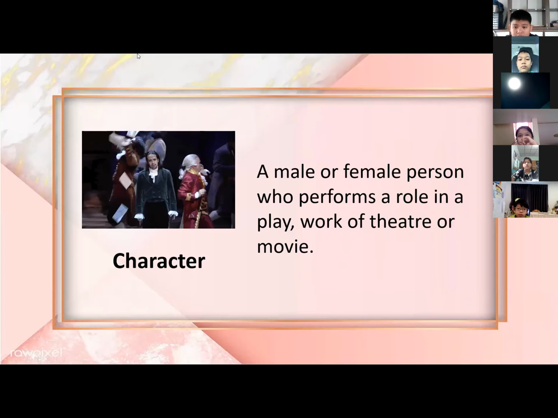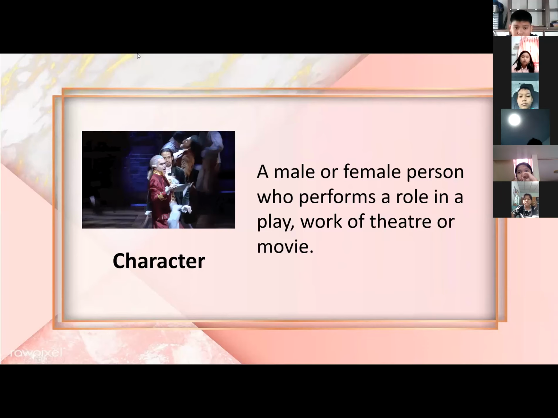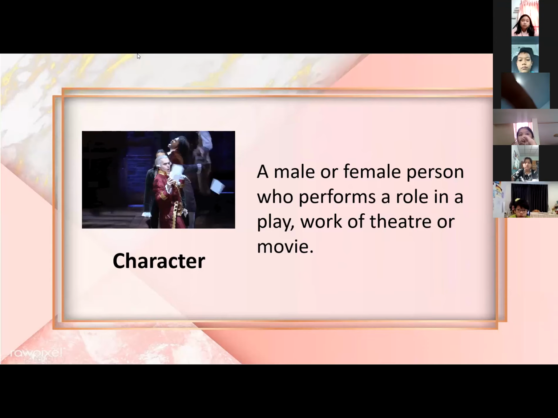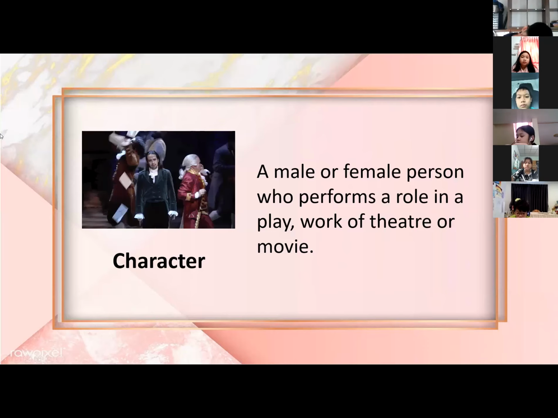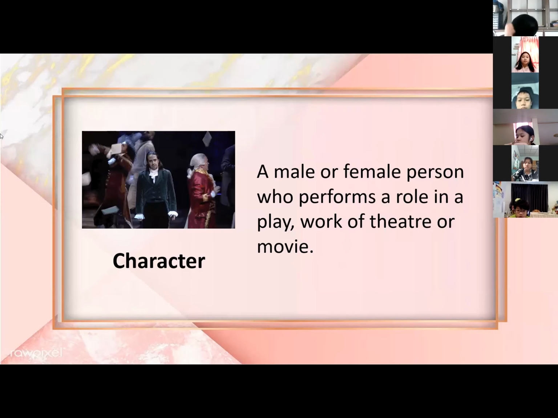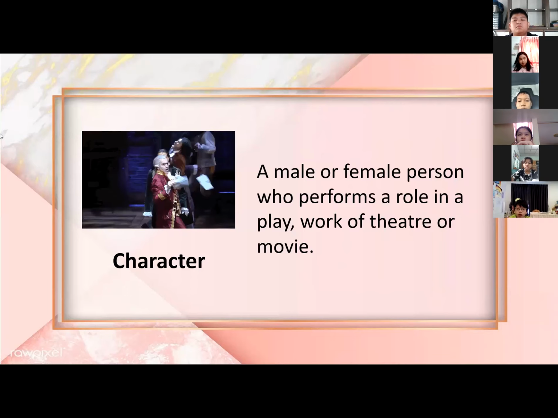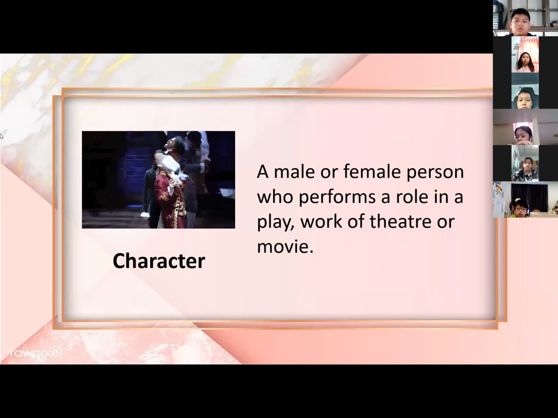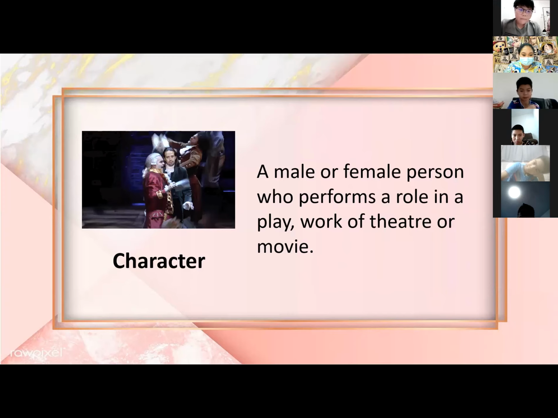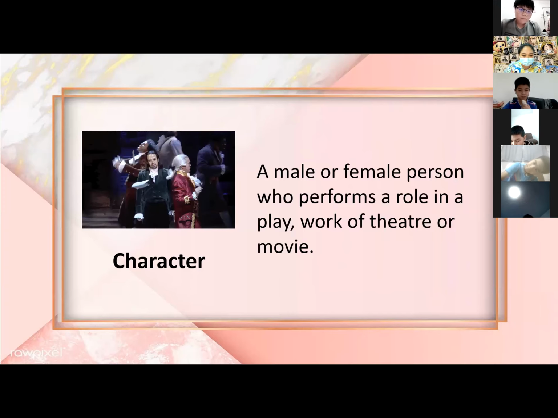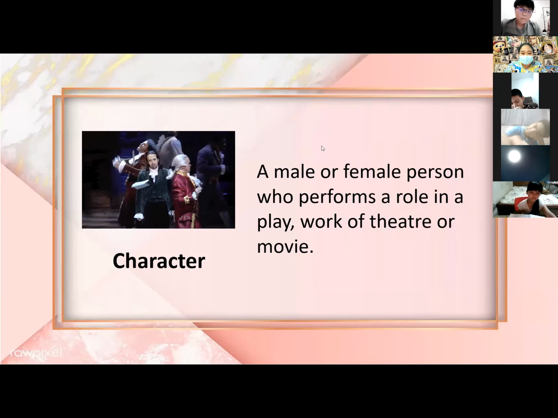How about... let's go Supachot. Supachot, can you hear me? Can you read what is the character? A male or female person who performs a role in a play, work, or... Okay, thank you. A character is a male or female person who performs a role in a play, work of theater or movie.